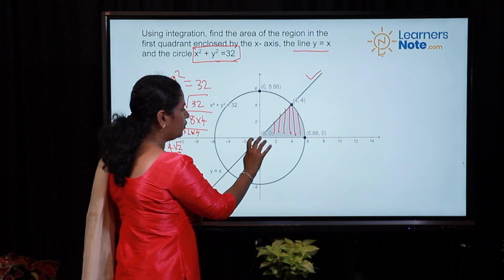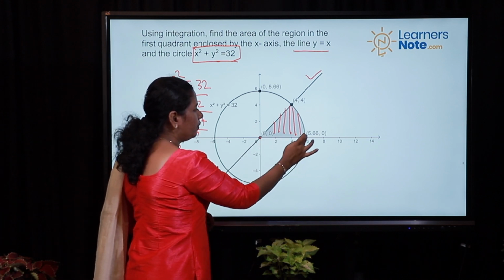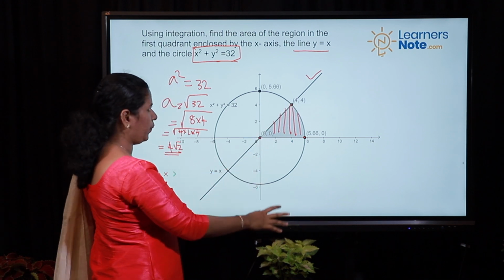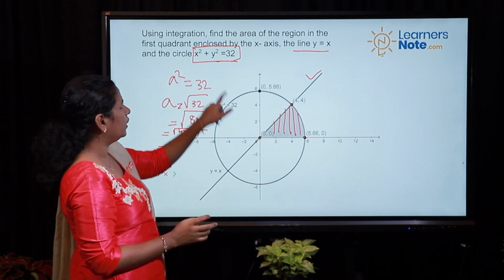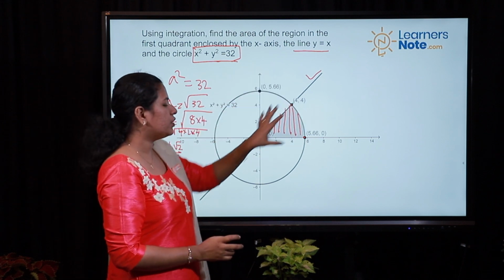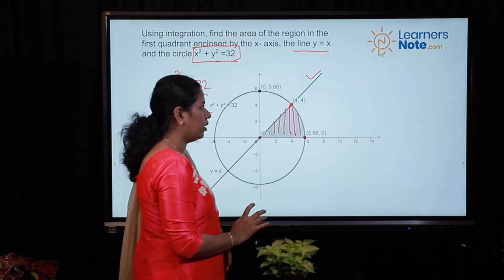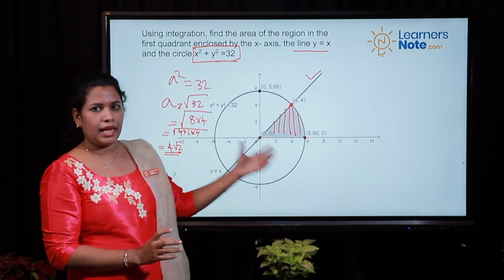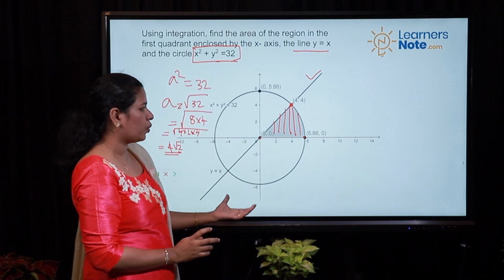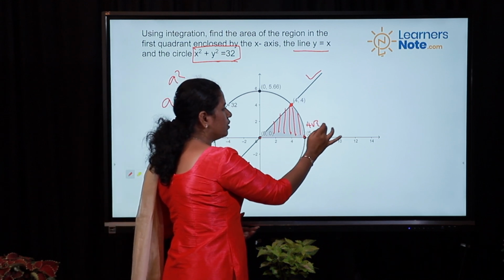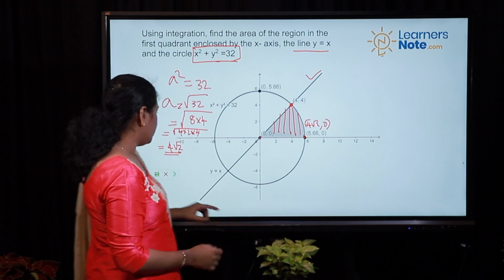For that, we have to find the intersecting point. For finding this intersecting point, we have to solve these two equations, x square plus y square is equal to 32 and y equal to x. When you solve this equation, you will get this point of intersection. This is 4 and 4. And you can calculate the area with respect to the x-axis or y-axis. So, this is the point, which is equal to 4 root 2 comma 0. You can write like this also.